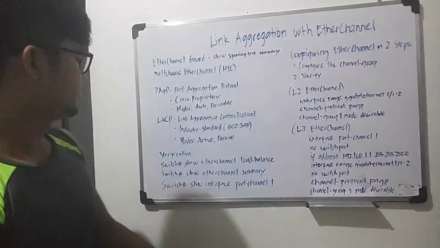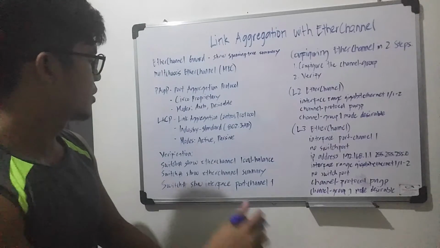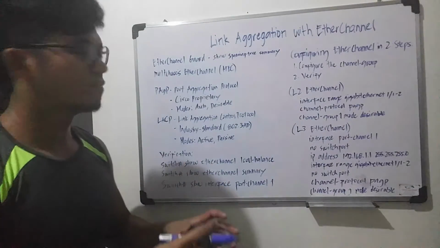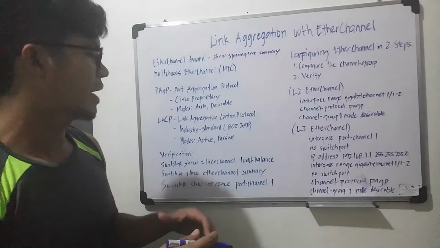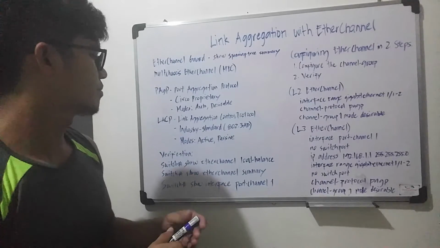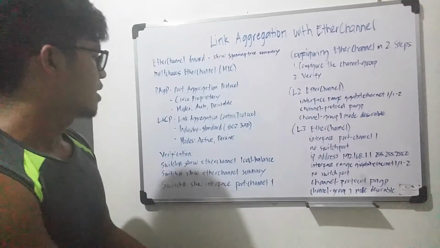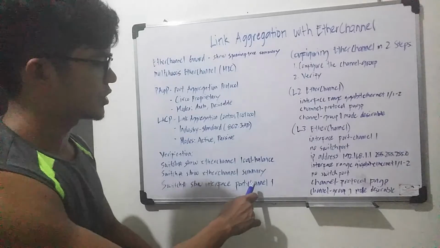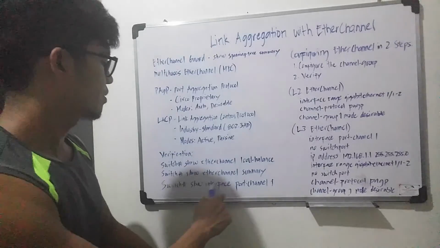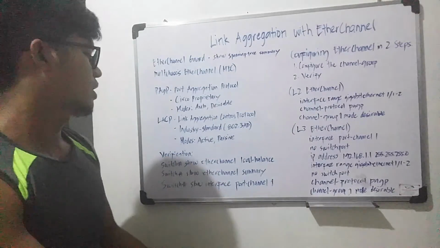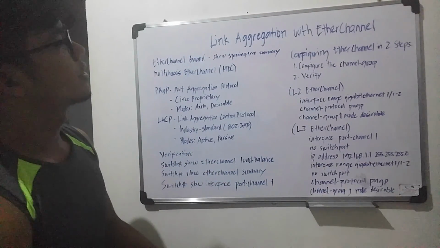Let's talk about verification or troubleshooting commands. If you want to find out what load balancing method is being used, you can use this command, show etherchannel load-balance. To see the status of the port channel, you can use this command, show etherchannel summary, and of course show interface port-channel 1. You can actually see the members of the port channel. So yeah, that's it.